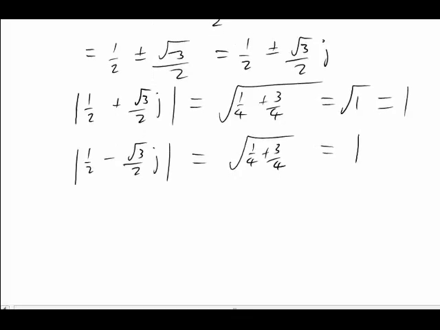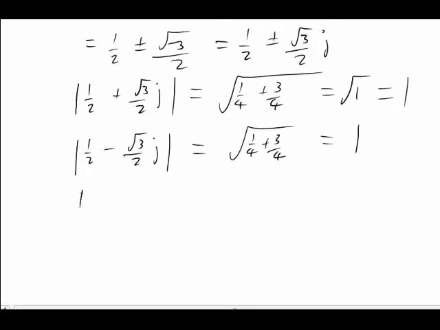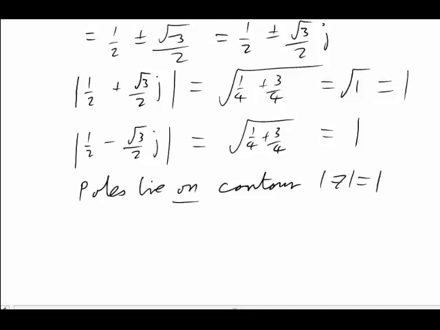That's where the problem lies. These poles actually lie on the contour, mod z equals 1. So as we move around that contour and try to integrate, we will encounter the poles directly, and we will once again meet infinite values for the integrand as we pass around the contour.